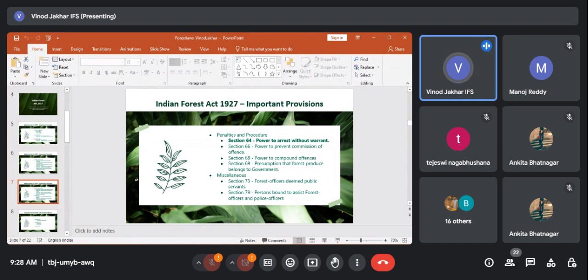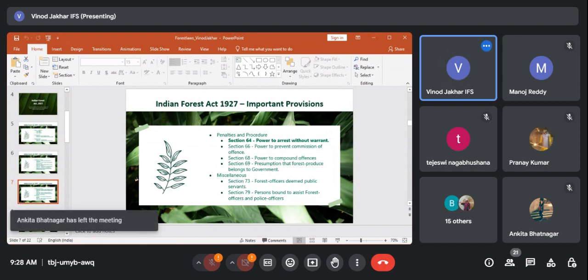Can you stop them before encroachment? Because they have not yet committed the forest offense. They have just threatened that they will commit encroachment. So there Section 66 helps you prevent commission of an offense. Citing this section, you can write to the SP of the district that you need such and such force because there is a threat. Every forest officer and police officer can interfere for the purpose of preventing the commission of any forest offense.